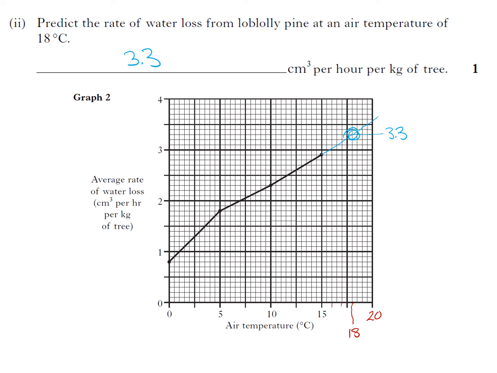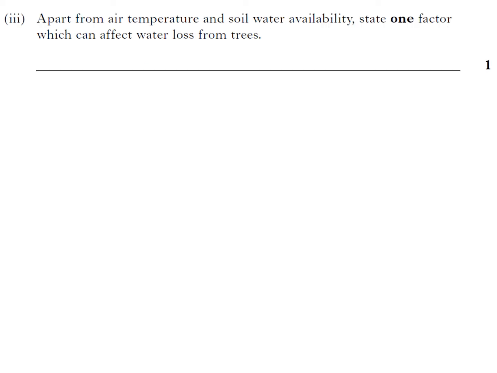That's it. Apart from air temperature and soil water, state one factor which can affect water loss in trees. Now I left this in purely because it's actually a National 5 question. In terms of water loss, you just have to think about anything that would increase the transpiration through the tree. So it could be humidity, it could be airspeed round about it, whether it's windy, anything. There's a list on the mark scheme. Make sure you've got something that actually follows on from it.